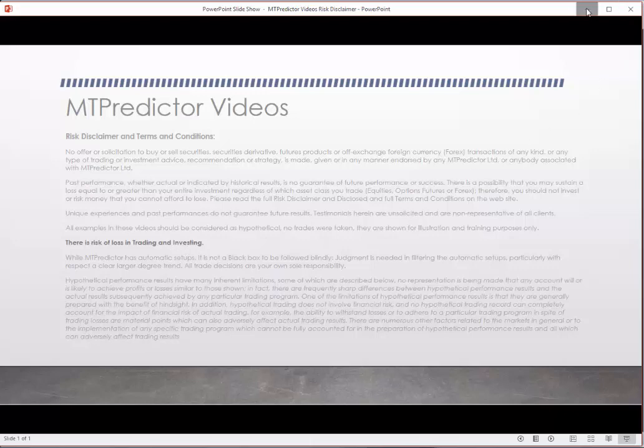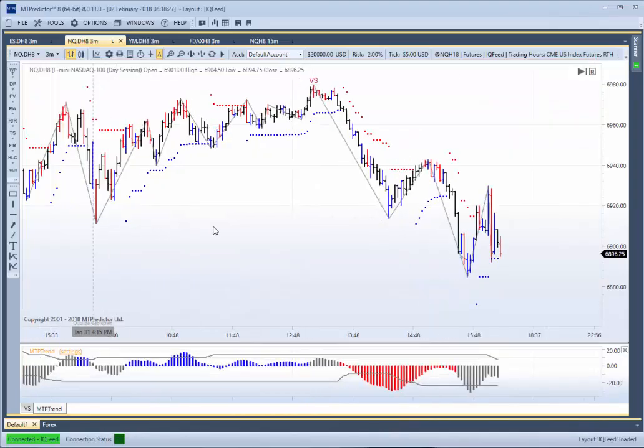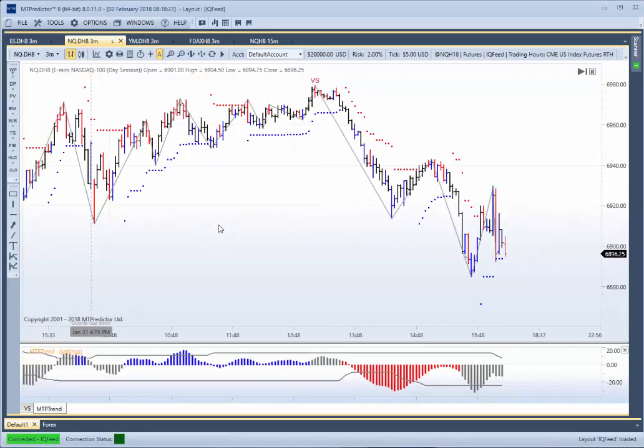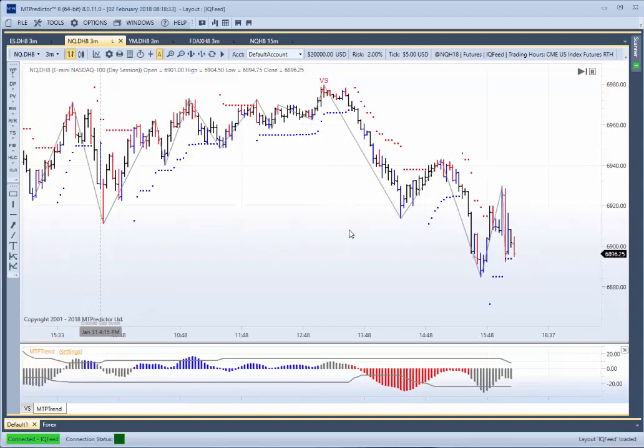Right, let's have a look at the NQ from yesterday. So this is our 3-minute chart of the NQ on MTPredictor 8, and you can see that we had a VS sell setup here that actually nailed the very bar of the high of the day yesterday, which is quite nice indeed. So what's a VS setup?